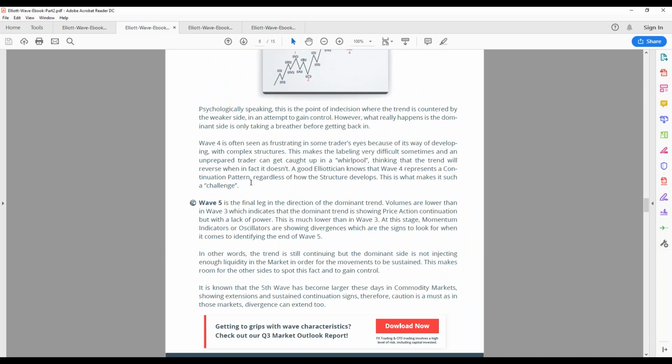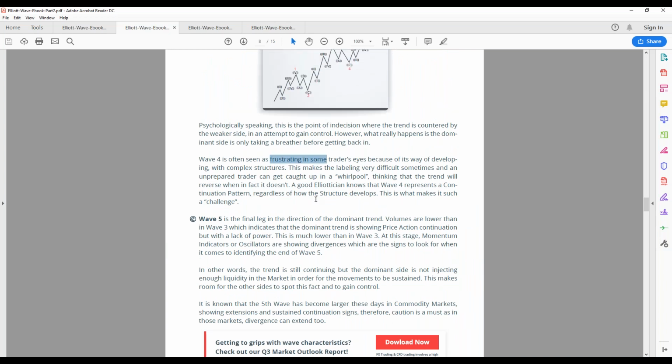Yes, it is kind of frustrating for some traders because it is actually developing complex structures most of the time, and this is precisely the reason why traders are facing challenges, and the reason for the complexity behind it. And traders tend to have a main count and an alternate count, not to mention that sometimes they actually contradict one another, right?